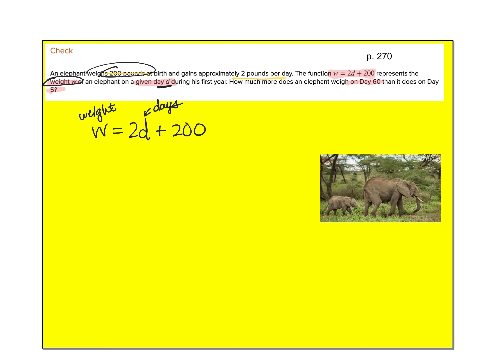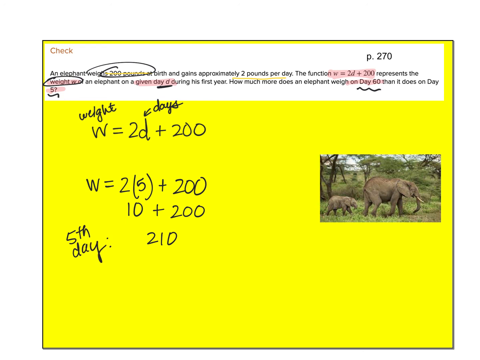So it says how much more does it weigh on day 60 than day 5? Well, we better figure out the weights for both. So let's do day 5 first. For day 5, it gains 2 pounds a day for 5 days, so I'll plug in a 5, plus that 200 it started out weighing. Well, 2 times 5 is 10, plus 200 is 210 pounds. So on the 5th day, it weighs 210 pounds.